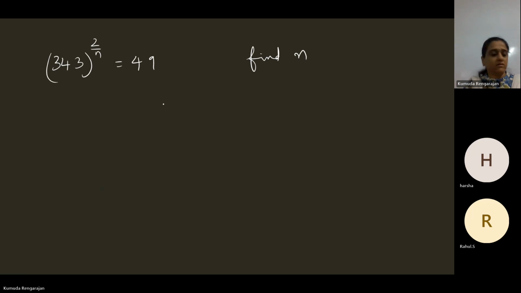Okay, simple question. That's it, we'll pass congruent triangles here for this class. We have 5 minutes more, so we'll discuss something else. We have 343 to the power 2 by n equals 49. Find n. Just use the last page of your book work and tell me the value of n.